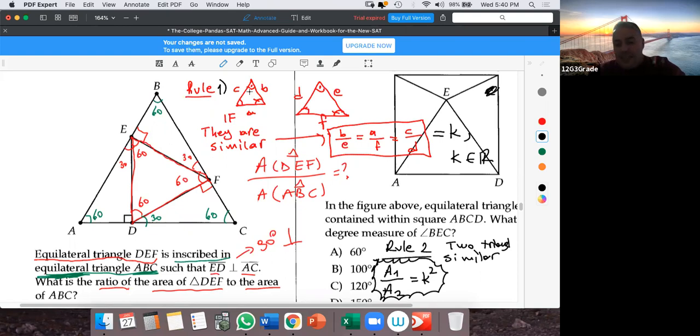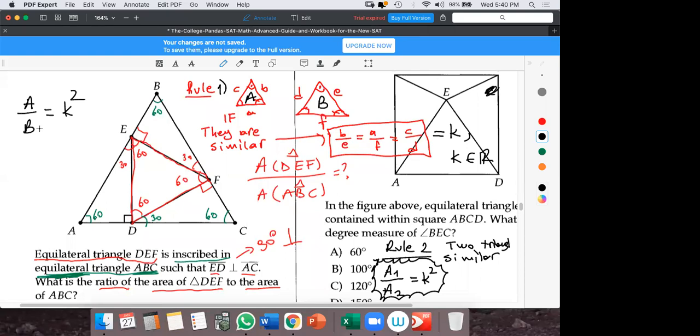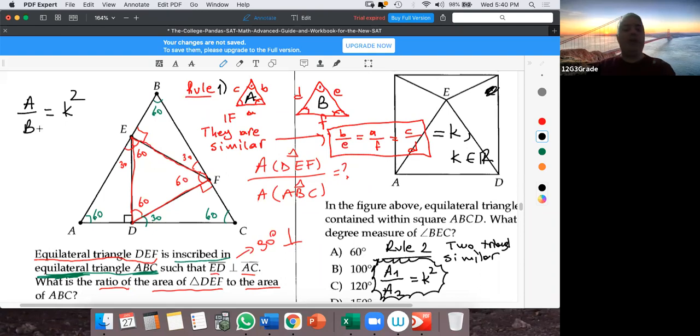So, this area, if A, this area, if B, so A over B is equal to k squared. This is the rule we have to know. Is this clear? What is the rule? Yes, it's clear, Mr. Okay, right now, what am I going to do?